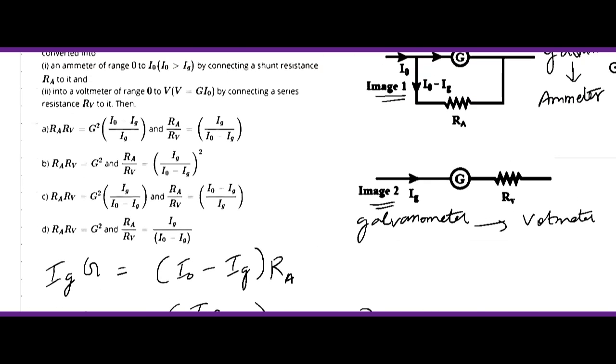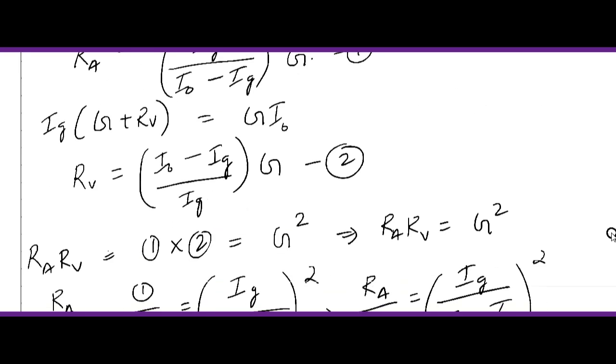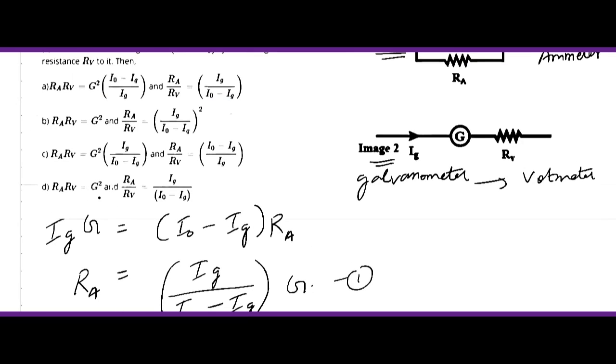So according to that, which option is correct? Option B is correct. Ra times Rv is G square and Ra upon Rv is Ig upon (I0 minus Ig) the whole square. So option B is correct.